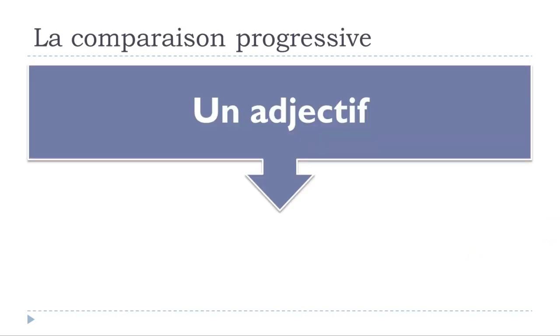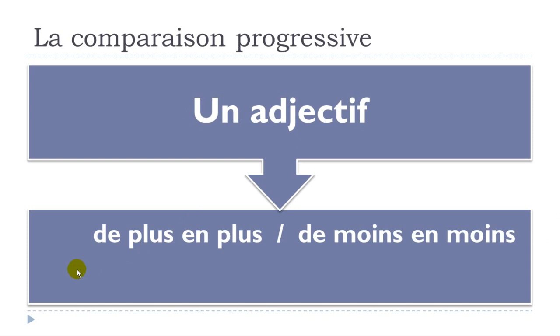So let's see now how to construct that if we want to combine it with un adjectif. Okay, so in that case it will be quite simple. You will need to use this de plus en plus, so basically you make the liaison, de plus en plus. Okay, and then here de moins en moins, but then you make the liaison, de moins en moins.